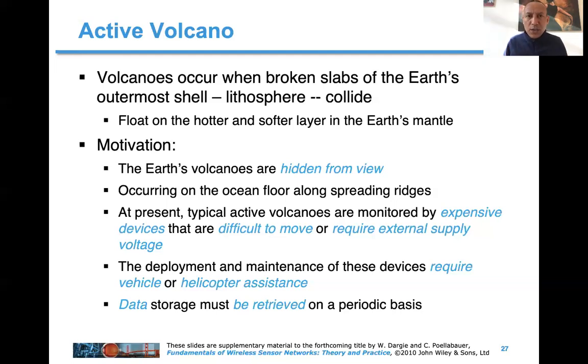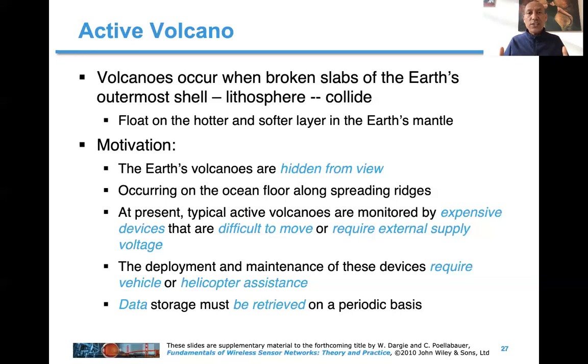But the problem with active volcanoes is that they spread over a large amount of area. So using standalone, wired and bulky devices may not give you the right resolution in sensing. But if we use a wireless sensor network, again, you can deploy a large number of wireless sensor nodes over a large area.